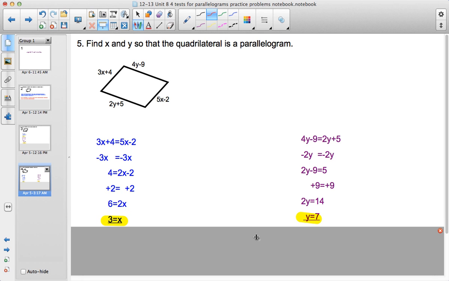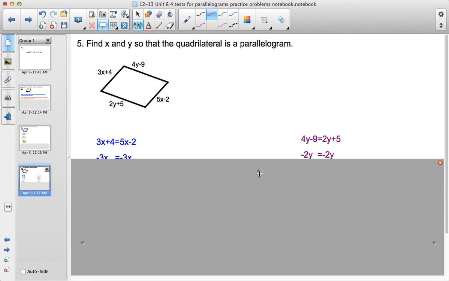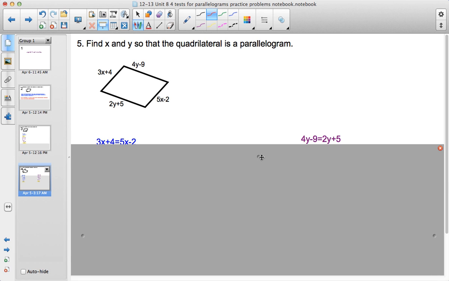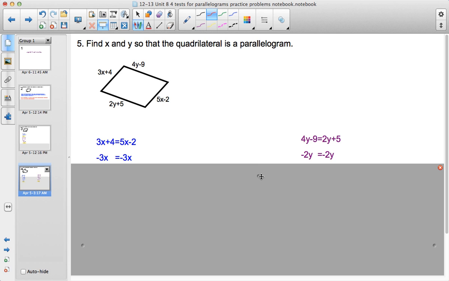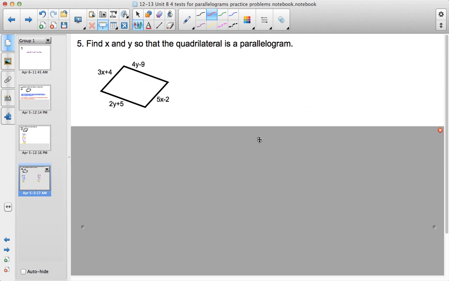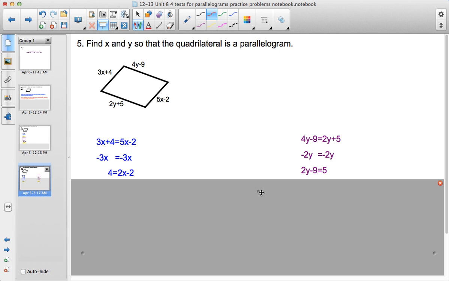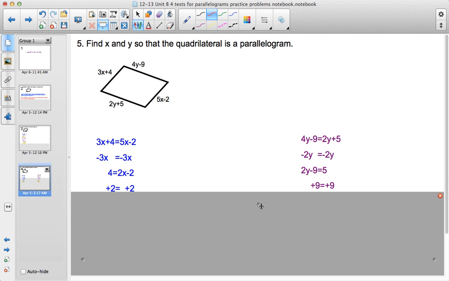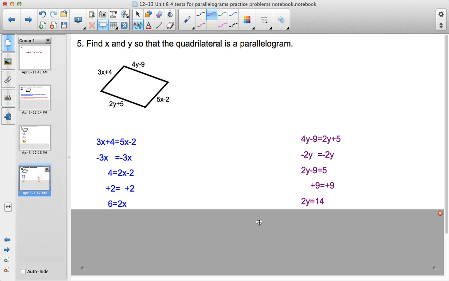Now I'll repeat that procedure for the y. We're going to start with 4y minus 9 equals 2y plus 5, since those sides are opposite. Subtract 2y from each side. That'll leave us with 2y minus 9 equals 5. Add 9 to both sides. We get 2y equals 14. And then we will divide both sides by 2 to get y equals 7.